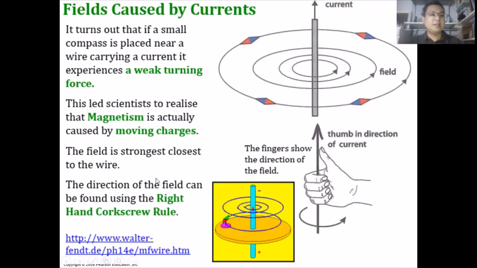The field is strongest close to the wire. The direction of the field can be found using the right-hand corkscrew rule. So we can use the right hand here. The thumb shows the current direction, while the other fingers describe the field direction. Actually, the field is perpendicular to the current direction.